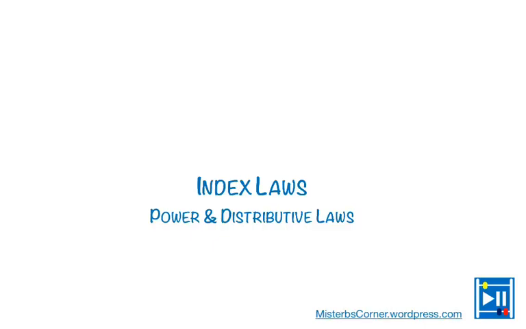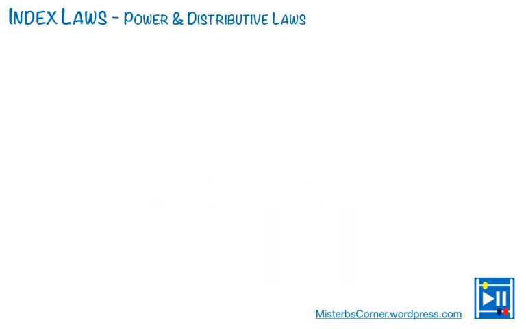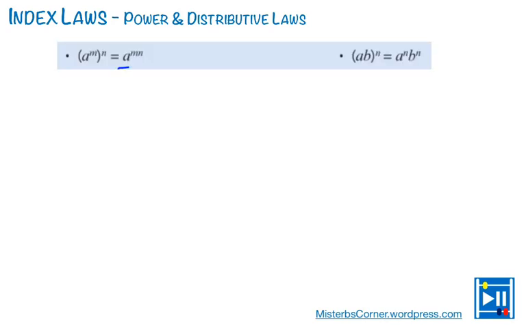Hi, in this video we are going to talk about the power law and the distributive law. So basically the laws are: a to the power of m, to the power of n, is the product of powers, so it's going to be a to the power of m times n. Whereas if you have more than one term in brackets, then you have to distribute the power and end up with something like that. Well, let's see some examples.